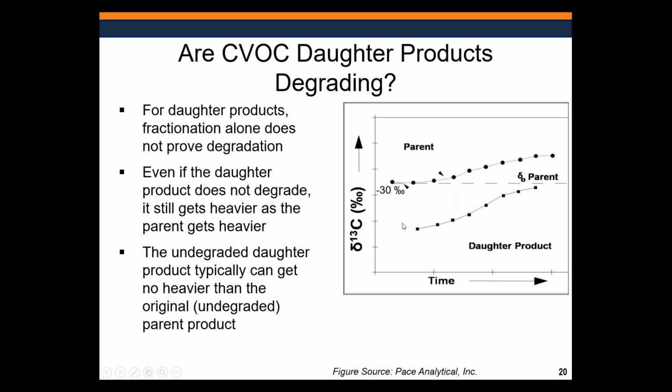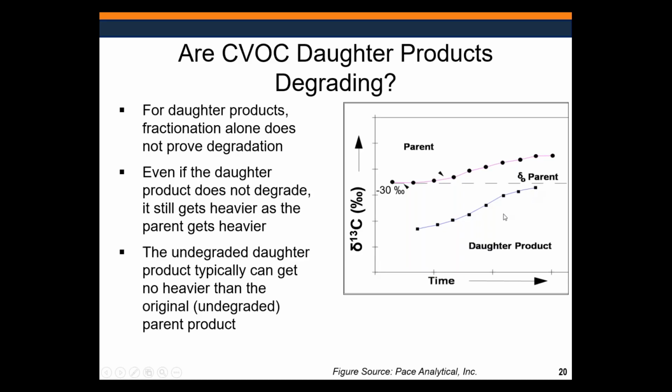In this case, for daughter products, let's just assume this is TCE going to cis-DCE, and there's no further degradation occurring of the cis-DCE. As my TCE biodegrades, it gets heavier, starting at -30 per mil. The problem is that the daughter product that's being produced from that is also going to get heavier, right? Just naturally, because this is being enriched, so the daughter's also being enriched. And you'll get to a point in time where the TCE in this case is completely gone, and all of the cis-DCE is now at -30 per mil. So TCE is gone, your cis is -30 if it's not biodegrading.